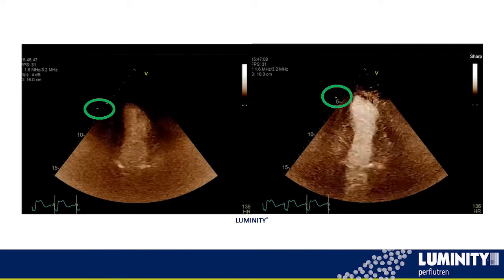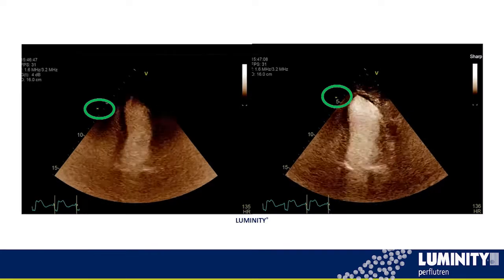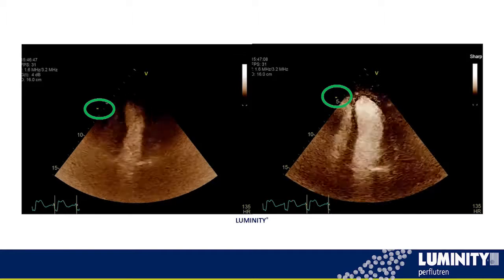Again, another example, just showing one click of the focus here on the left. You can see there's a little haze in the apex and not much clarity as far as detail.